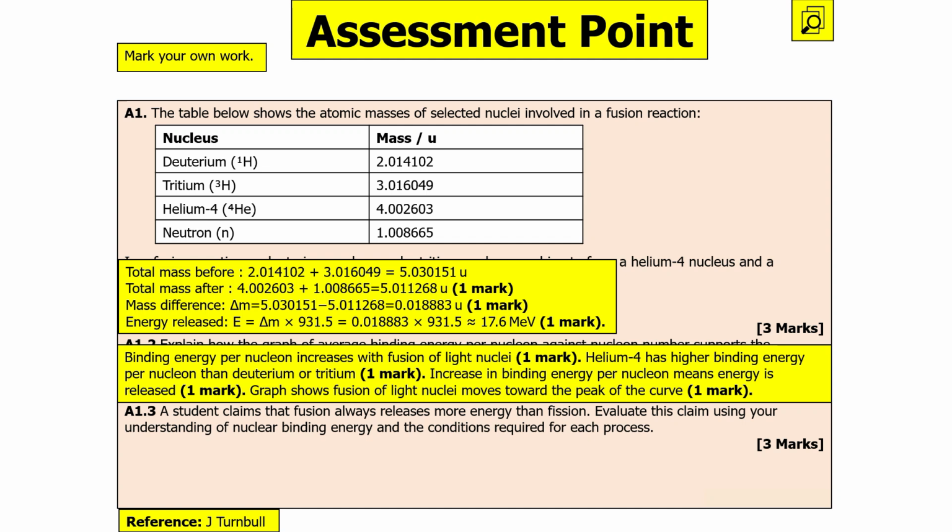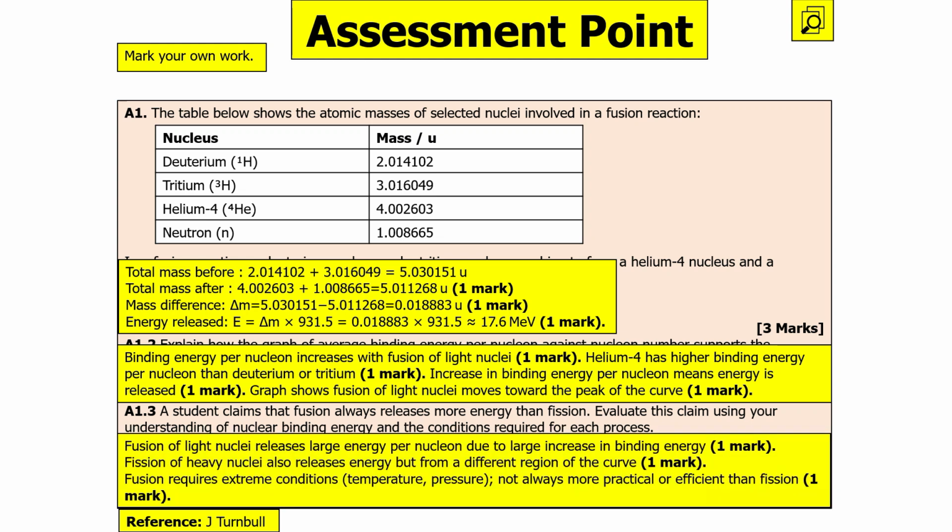Now, the binding energy per nucleon increases with fusion of light nuclei. Helium-4 has a higher binding energy per nucleon than deuterium or tritium. The increase in binding energy per nucleon means that energy is released. The graph shows the fusion of light nuclei moves towards the peak of this curve.